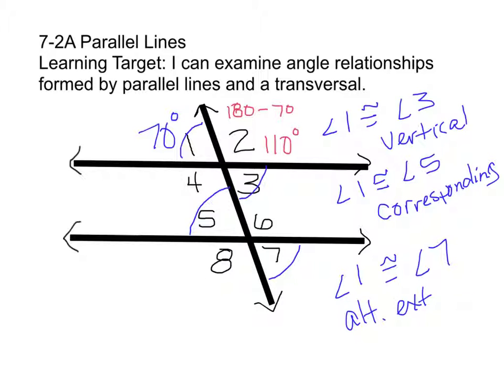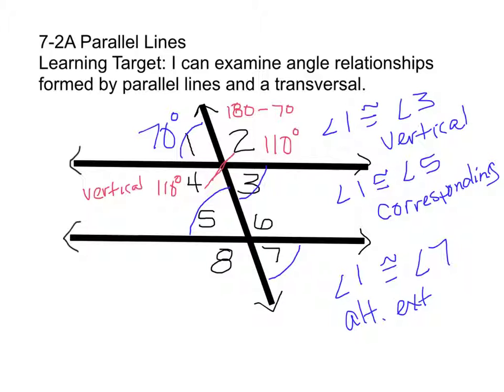So what does that make the measure of angles 4, 6, and 8? 4 is not going to be 70. Oh, never mind. 4 is 110. Why is 4 110? Because it's the same thing as 2, it's just upside down. Good. And what's the name of these angles? They're across from each other. Vertical.